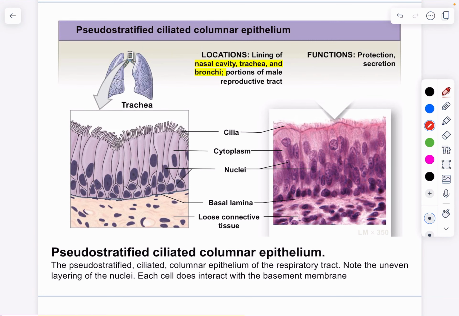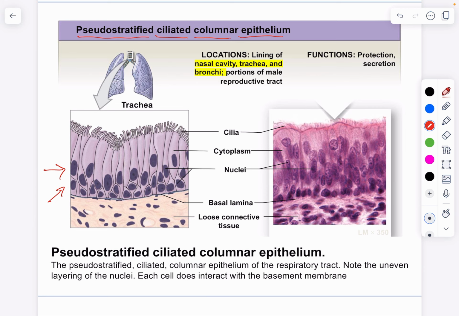One of them is called pseudostratified ciliated columnar epithelium. All right, what does that mean? Okay, so pseudo means fake or false, right? So what we're looking at is it looks as if these cells are in multiple layers. But they are not. That's why it's called pseudostratified. It looks like multiple layers, but they are indeed in one layer.